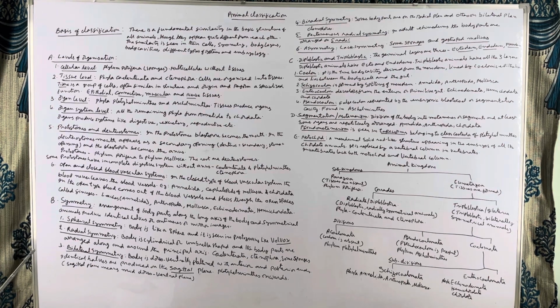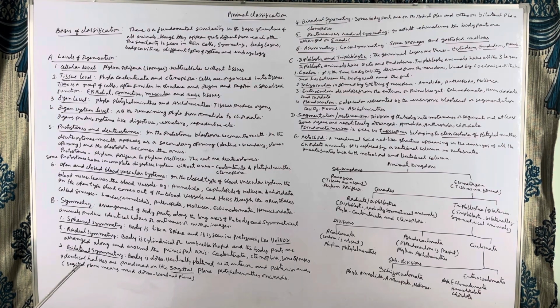Phylum Porifera, phylum Cnidaria or Coelenterata, phylum Ctenophora, phylum Platyhelminthes, phylum Nemathelminthes or Aschelminthes, phylum Annelida, phylum Arthropoda, and phylum Mollusca. All these phyla come under protostomes. Phylum Echinodermata, phylum Hemichordata, and phylum Chordata come under deuterostomes. In this way, all the animals are divided into two groups, protostomes and deuterostomes.